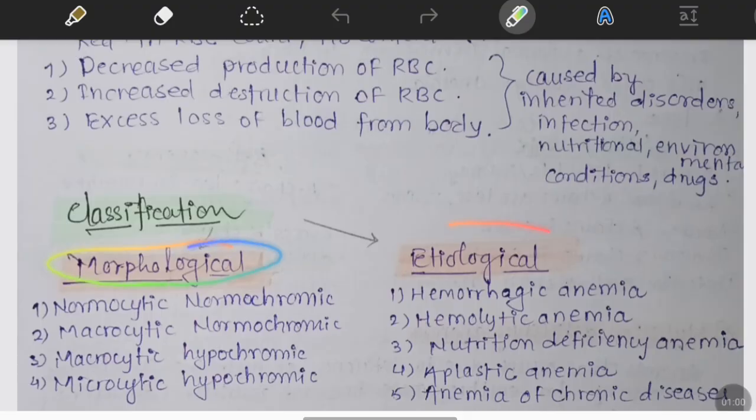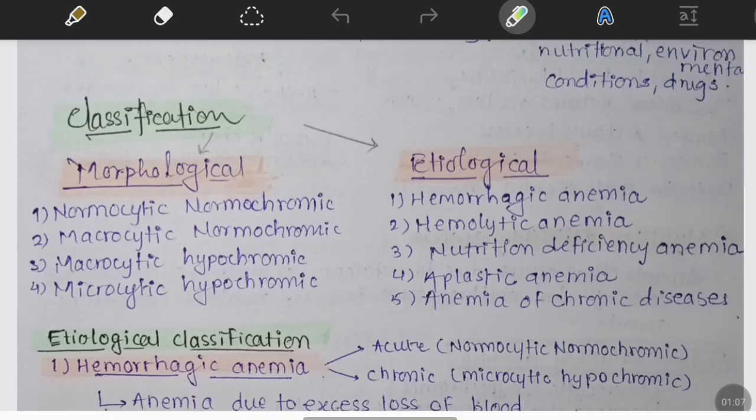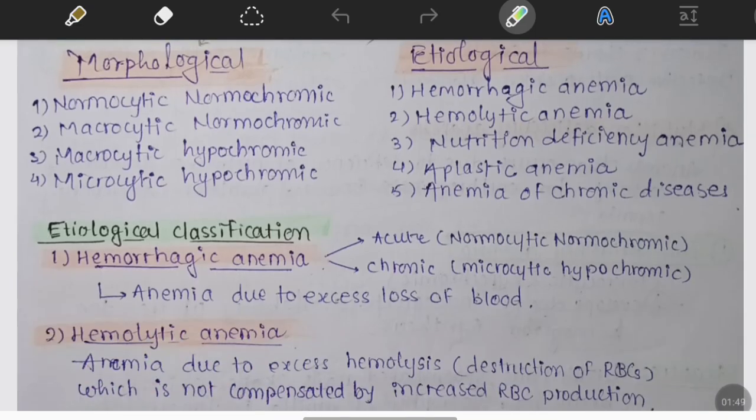Hence, anemia is classified in two ways: morphological and etiological. Morphologically, it depends on the size and color of the RBCs. Normocytic normochromic means normal size and normal color. Macrocytic means large cell with normal color, here large cell but faint color, and here small size and faint color, which is microcytic hypochromic. And etiologically, it is divided into five types: hemorrhagic anemia, hemolytic anemia, nutritional deficiency anemia, aplastic anemia, and anemia of chronic diseases. Then we will discuss the etiological classification in a little more detail.